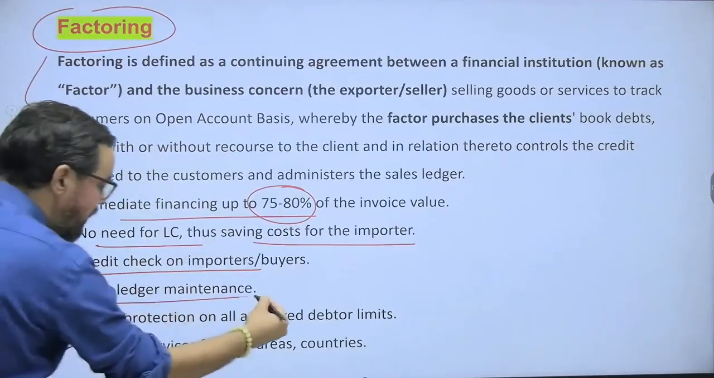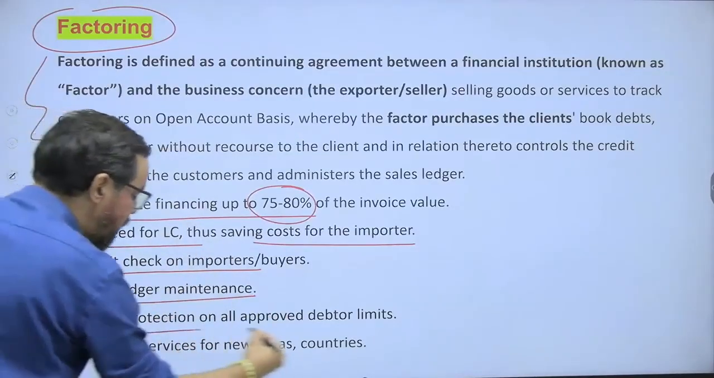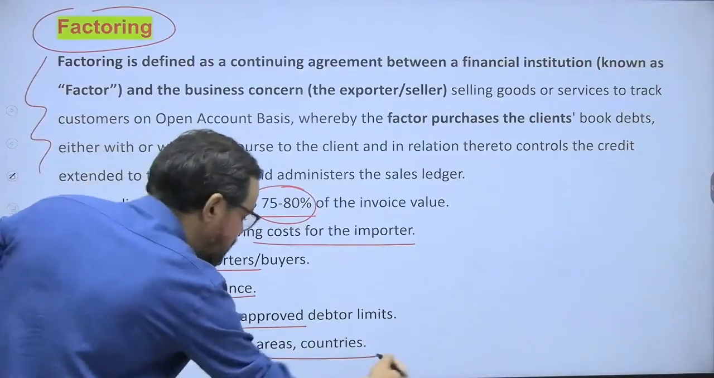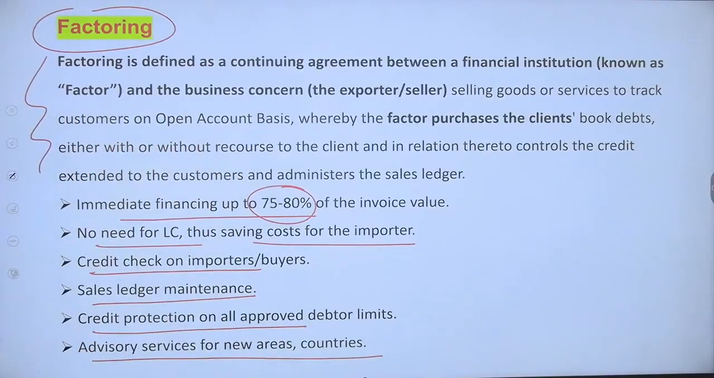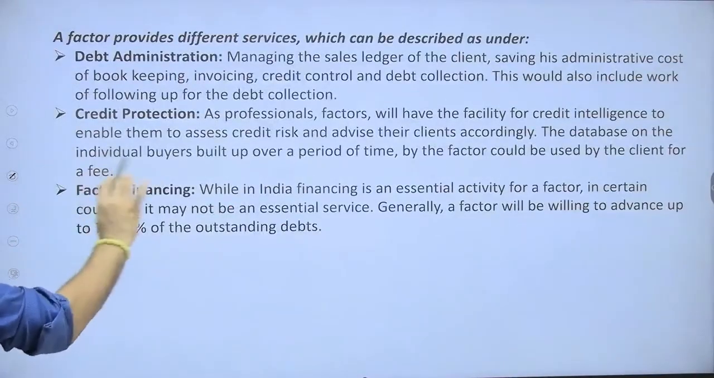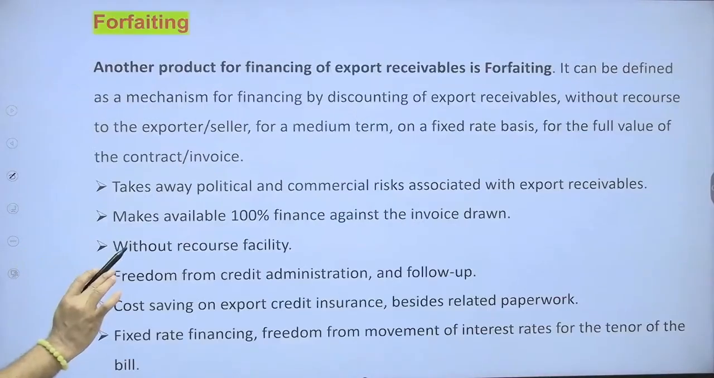Sales ledger maintenance is done by the factor. Credit protection on all approved debtors' limit. Advisory services for new areas and countries. So basically exporters get these many benefits with the factoring services. Okay? So debt administration, credit protection, financing and others.